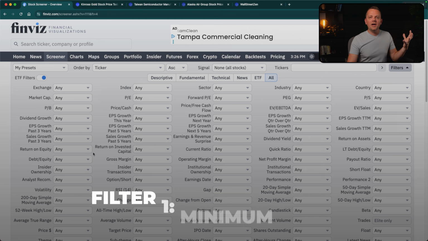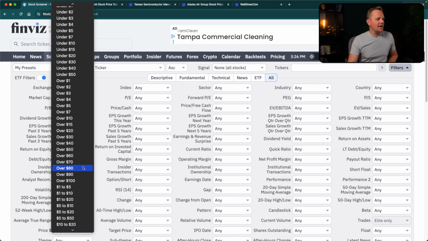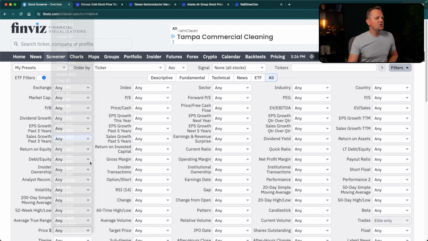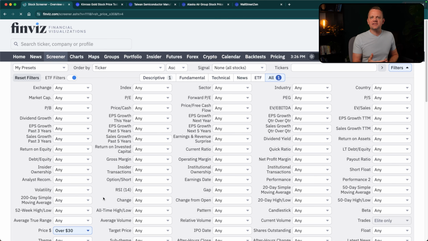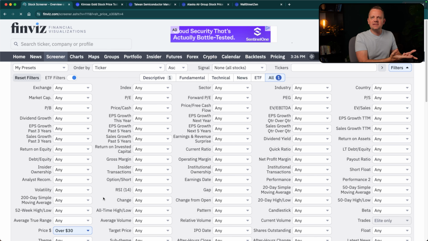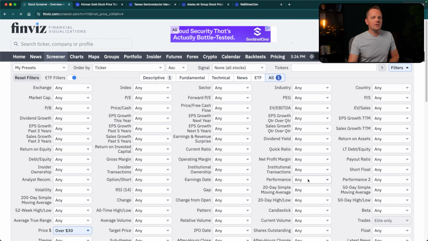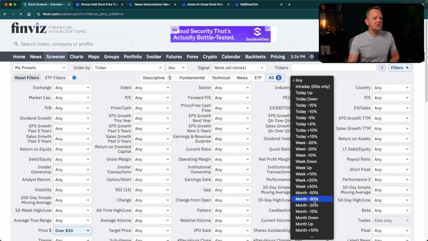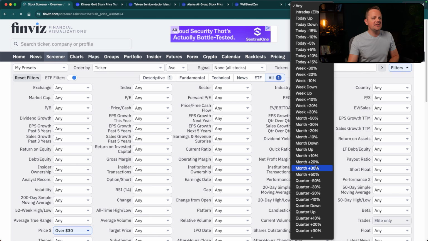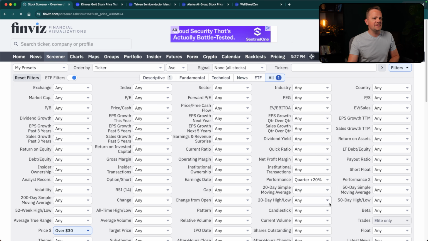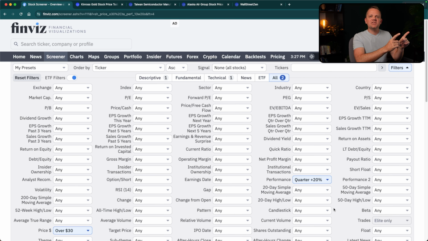All right, so filter number 1, you're going to scroll down here to price, and you're going to set the minimum to over $30. This is just going to quickly filter out penny stocks and the most speculative end of the market. Now, filter number 2 is where it gets interesting. Go to the performance section over here in the 4th column, and you're going to select quarter up 20%. So right here, go to quarter and quarter plus 20%. Now, what this means is the stock has risen at least 20% in the last 3 months.